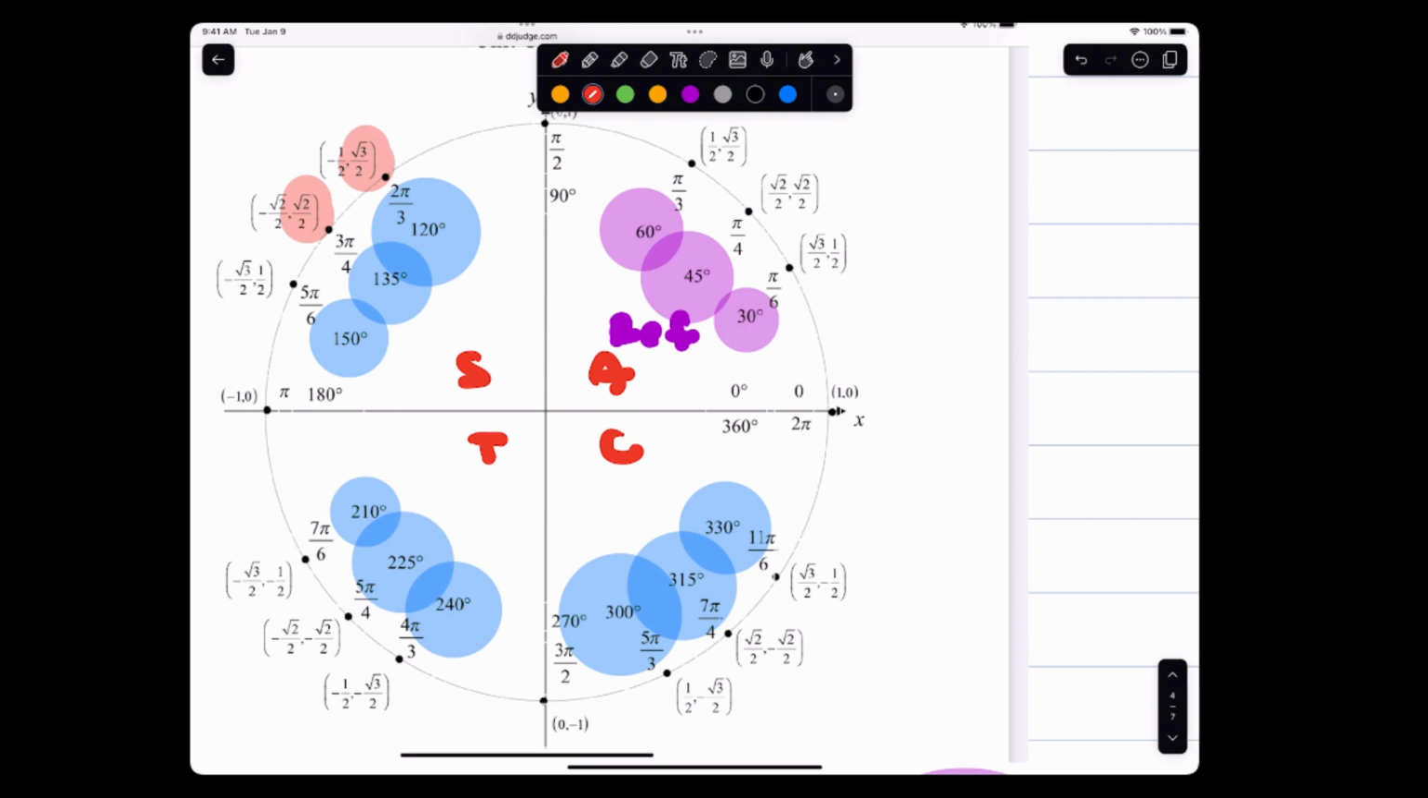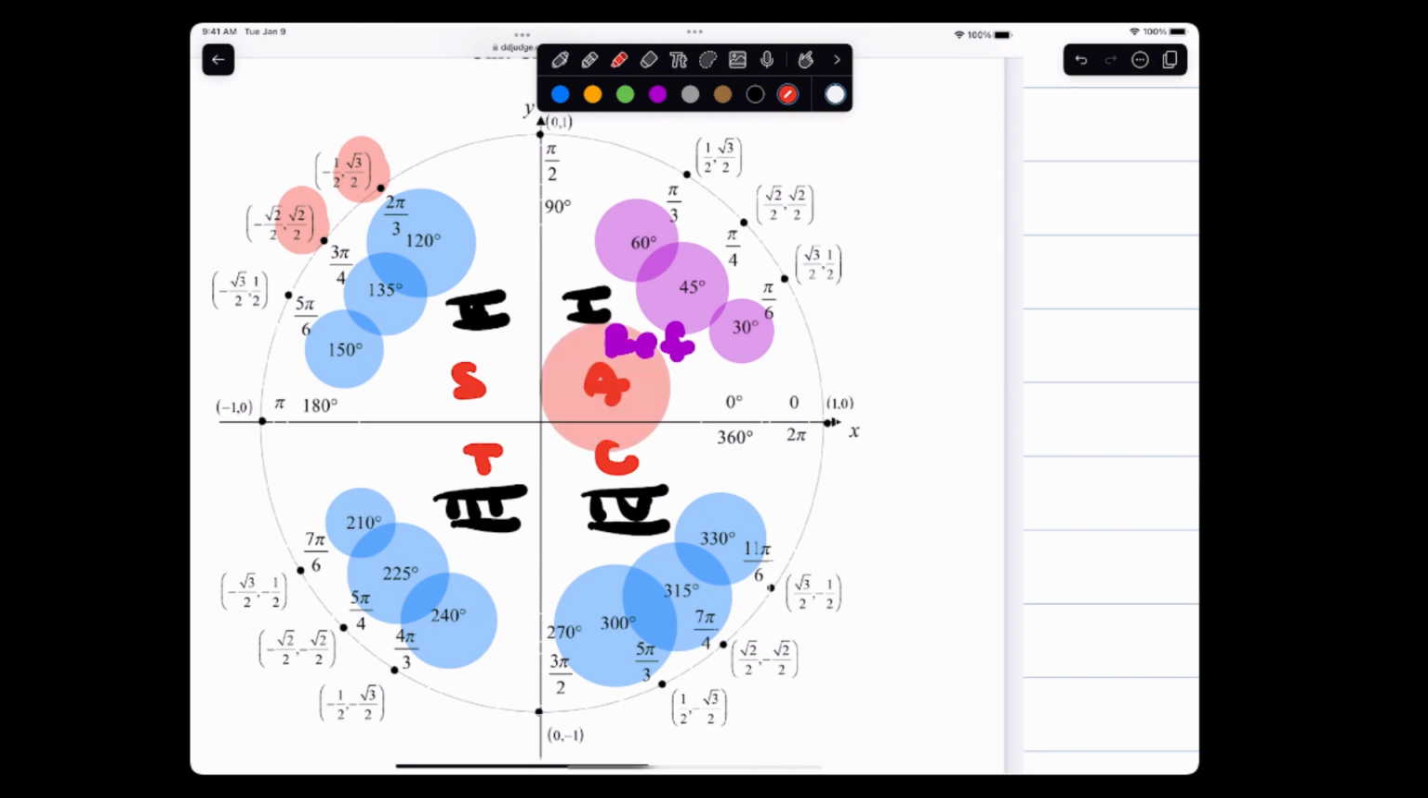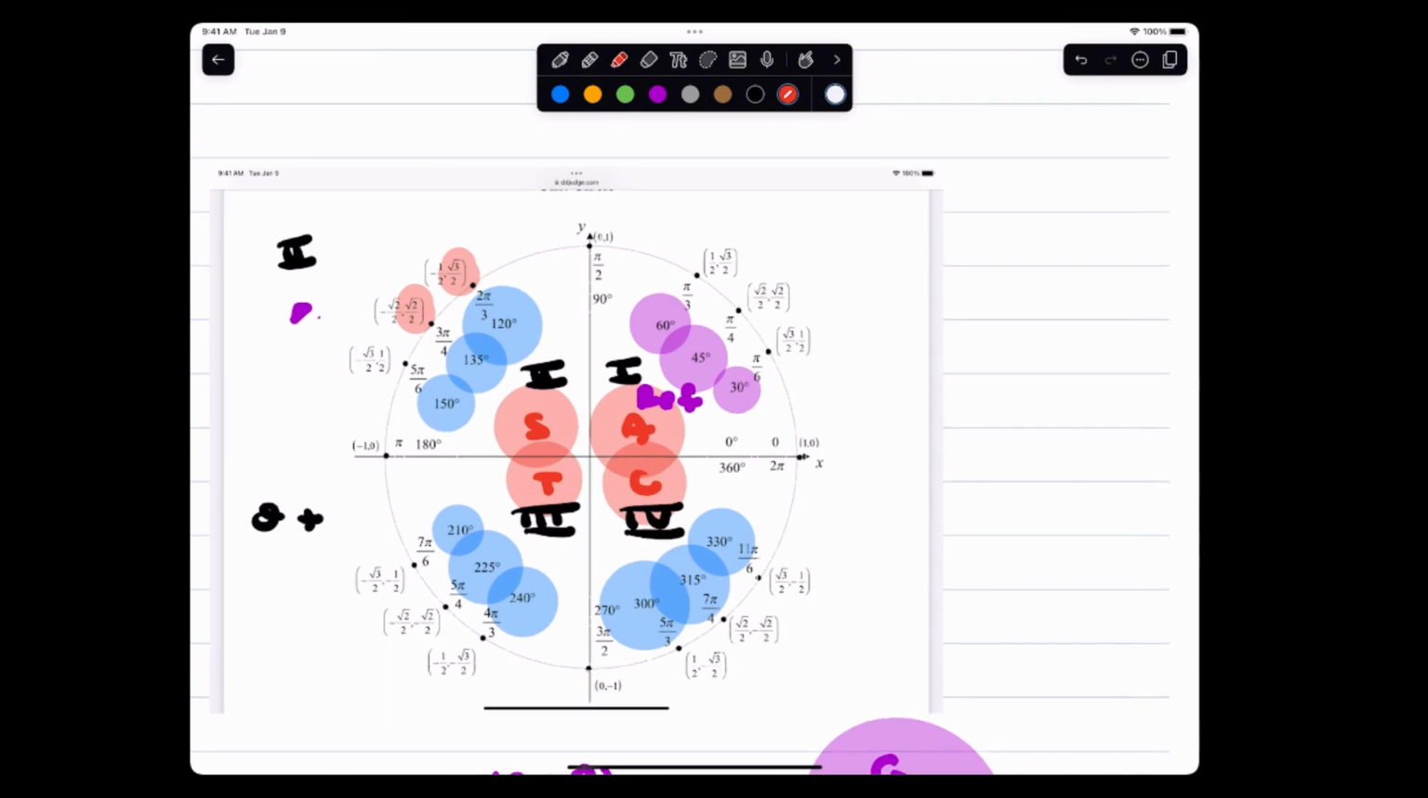This is telling you the 3 trig functions that are positive. All students take calculus. Quadrant 1 again. What quadrant is this? 1. This is what? 2. What is this? 3. What is this? 4. All students take what? Calculus.